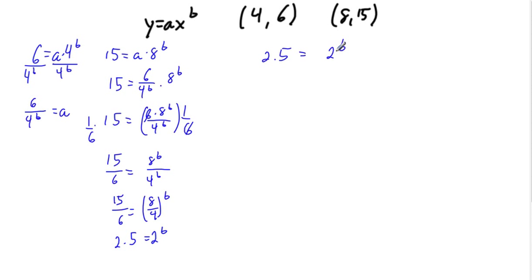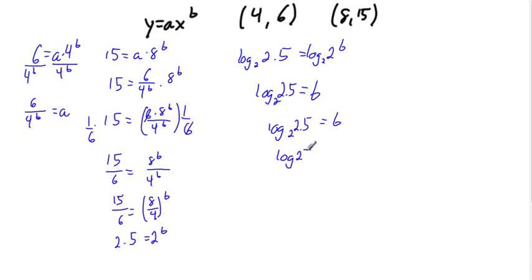Now I have an exponential. How do I solve for an exponential? I take the log. So I'm going to take log base 2 of both sides. This log base 2 of 2 to the b reduces. So I get b equals log base 2 of 2.5. Using my change of base formula, the log base 2 of 2.5 becomes the log of 2.5 over the log of 2.